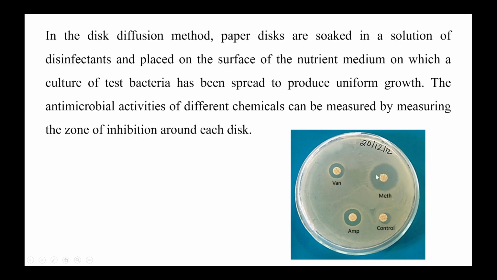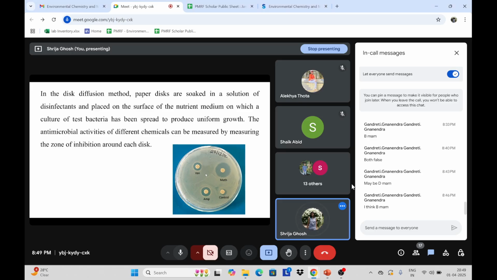Okay, and depending on the diameter of the zone of inhibition, you can determine which antibiotic is best for killing your microbe of interest, bacteria of interest. Okay, so this is the disk diffusion method. Is this clear?